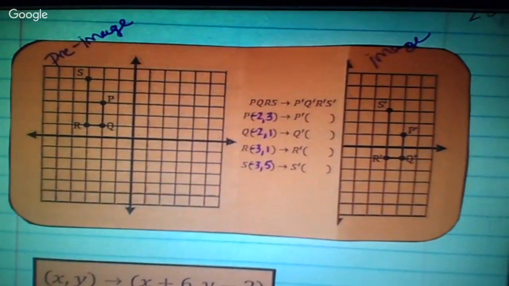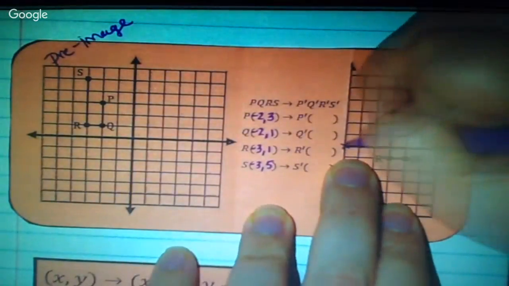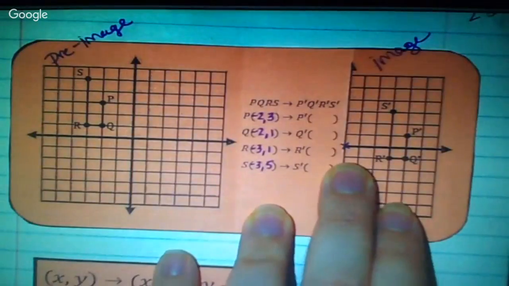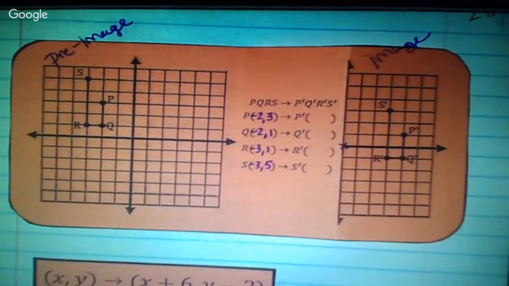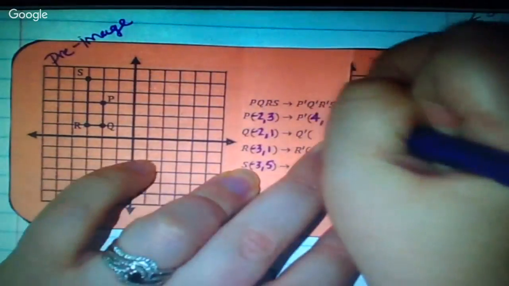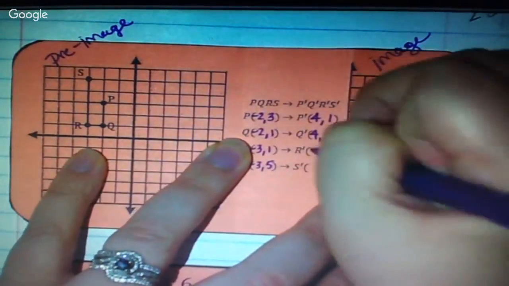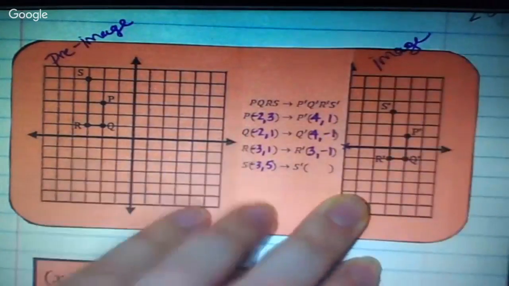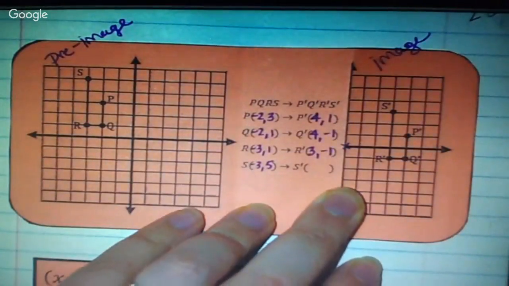All right. So now I've got the image on the right-hand side. Don't forget though, this is only half a graph, which means my origin is right here where I just put that X. So where are my new points? Where is P prime? 4, 1. 4, comma 1. 4 and -1. 3 and -1. 4 and -1. And 4 and 3. Wait, what? 3 and 3.